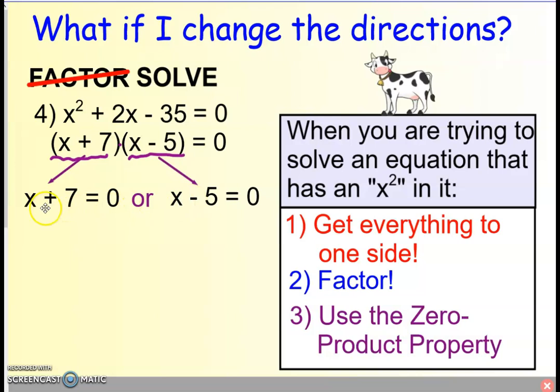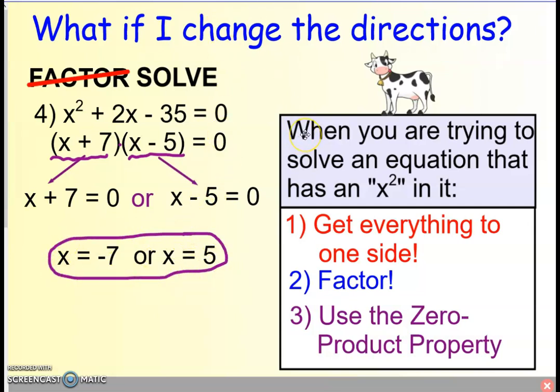So that gives me an equation. On the left, I could subtract 7, and I get x equals negative 7. On the right, this right equation, to solve for x, I would add 5. And that tells me x equals 5. And right there, those are my two answers.